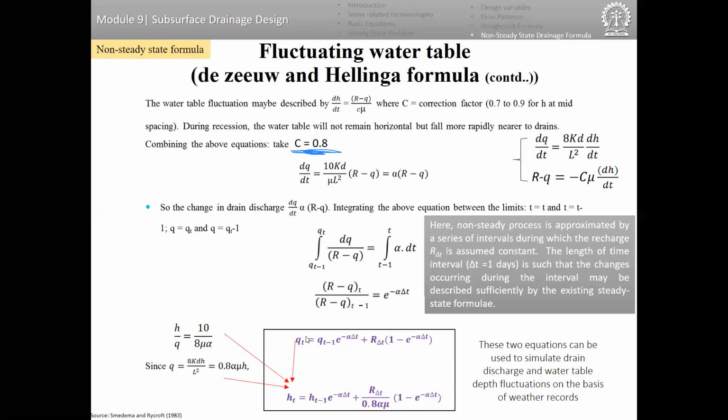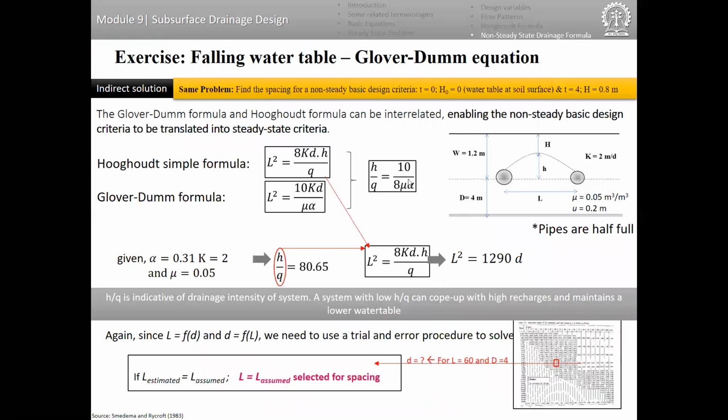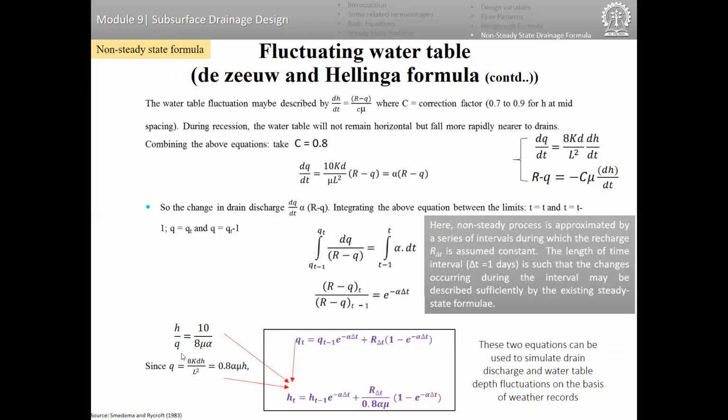That is the expression for discharge at a given day, and this is the discharge of the previous day. Alpha is actually the reaction factor. From the previous discussion we have also seen this H by Q. So H by Q is equal to 10 by 8 mu alpha, and Q is equal to 8k dH by L square. So we can come up with this equation: Q is equal to 0.8 into alpha mu H.